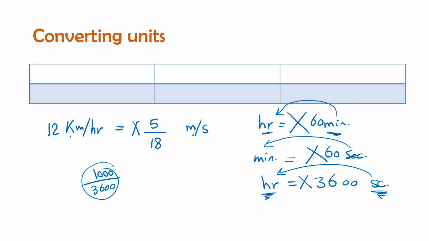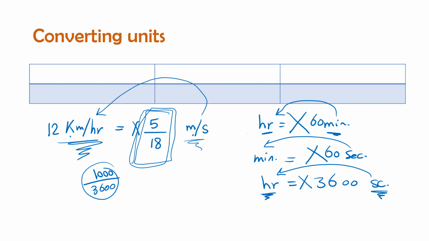5 over 18. So this number, you have to study it and keep it in your mind. If I want to change kilometer per hour directly into meter per second, I'm going to multiply by 5 over 18. If I want to change from meter per second to kilometer per hour, I'm going to divide by 5 over 18. Okay?